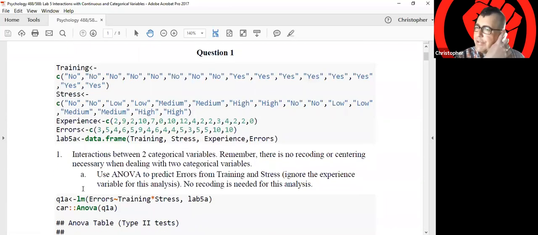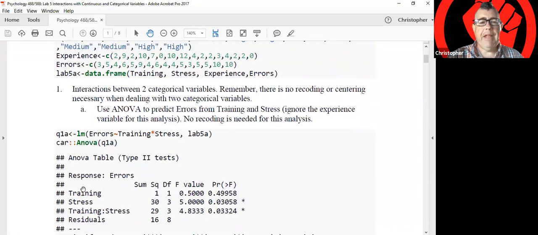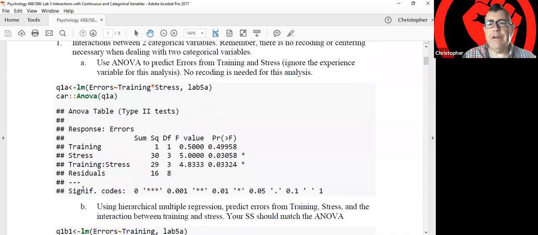So the first one is the training and stress example that we may have seen before. It's got two factors. One is training, a dichotomous variable with categories of yes and no, and the other is stress, which has four levels, and then we have a number of errors, which is the dependent variable, and that is continuously scaled. So just running it as a straight up ANOVA, you can see that we have no effect for training. There is an effect for stress, and there is an interaction effect.